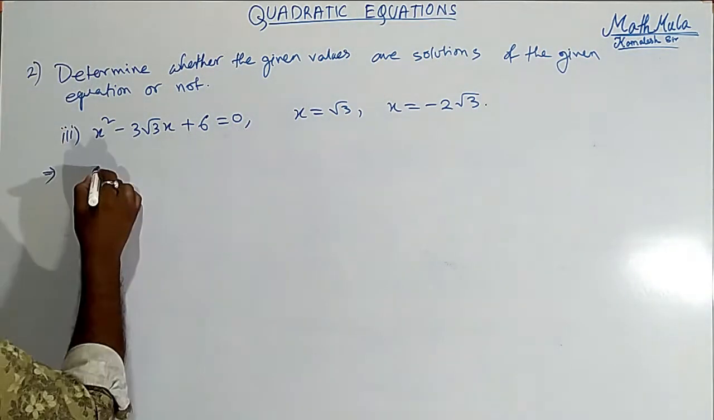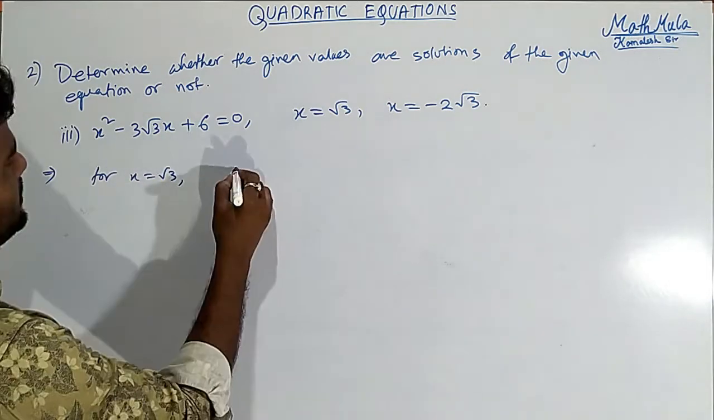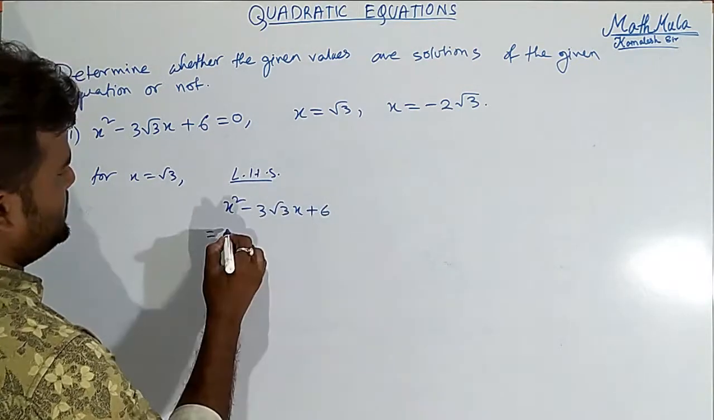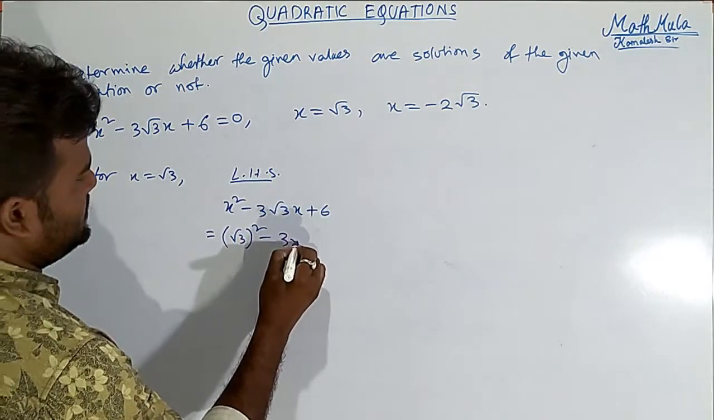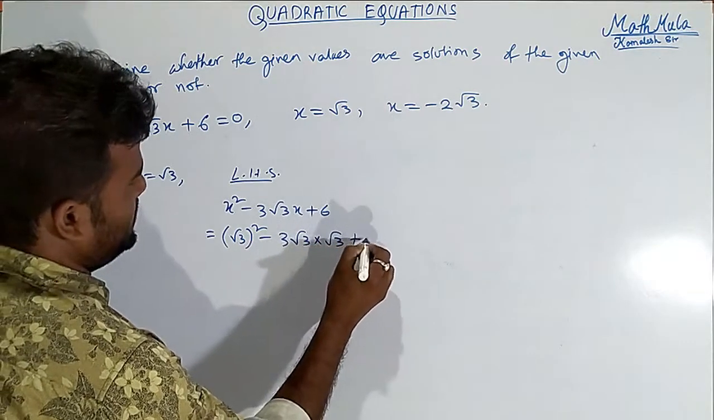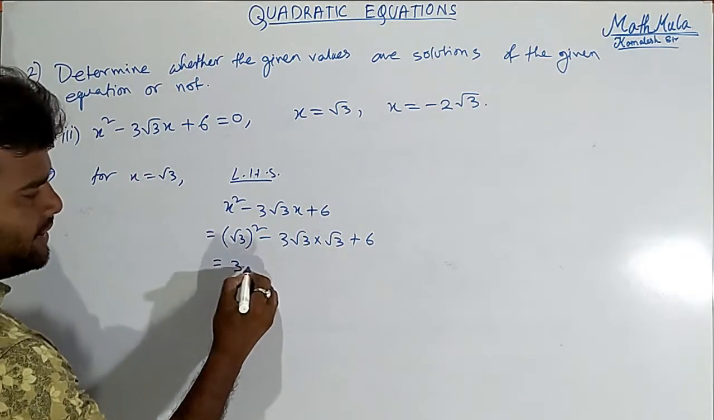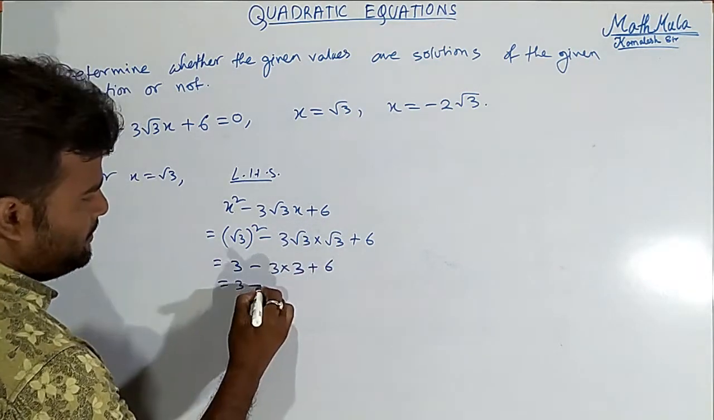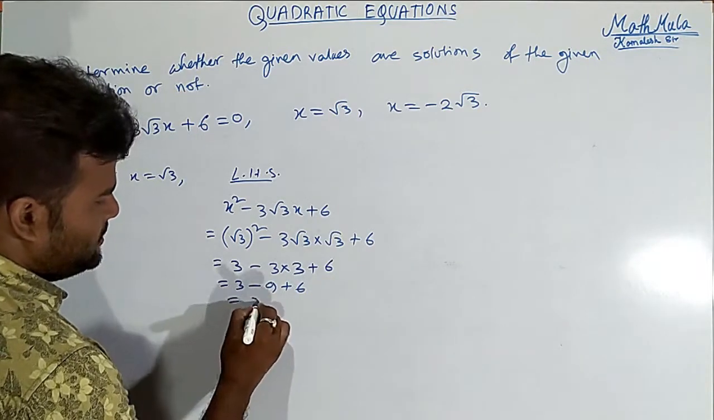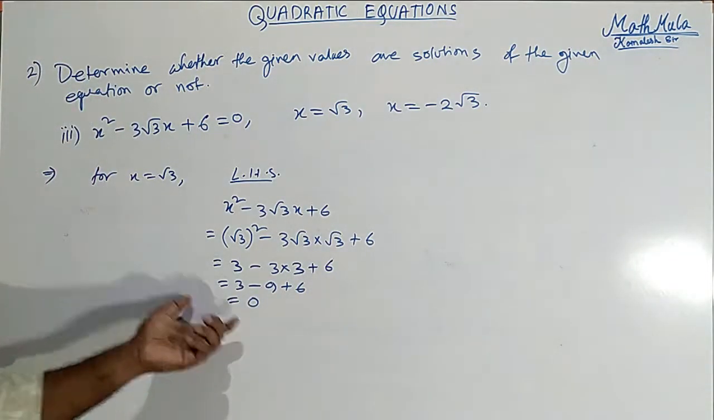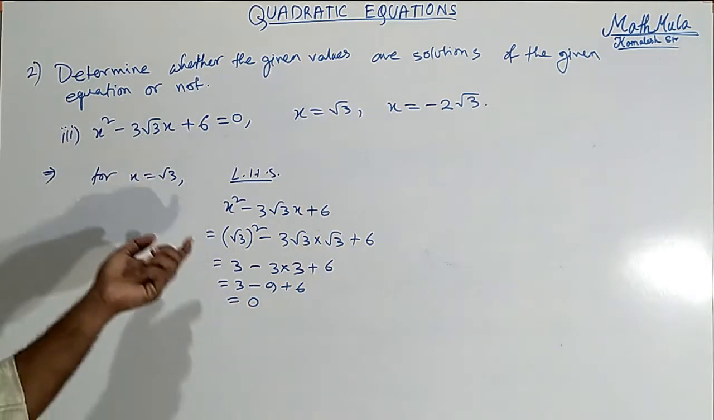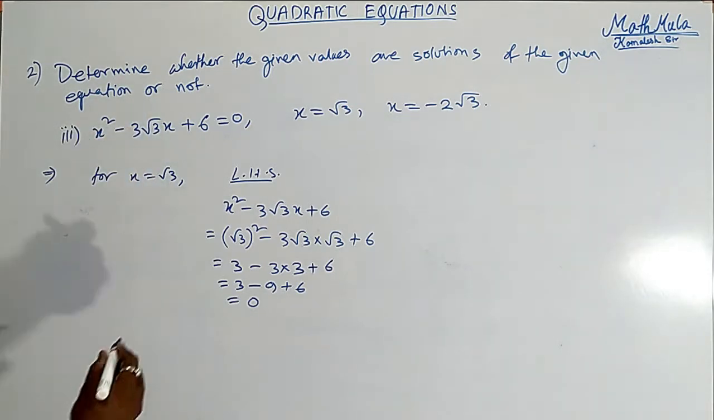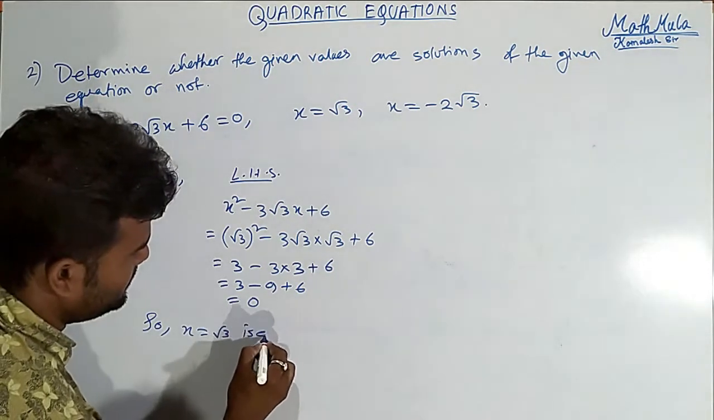Okay, now check. For x equals to root 3, LHS of this equation, that is x square minus 3 root 3x plus 6, that is root 3 square minus 3 root 3 into root 3 plus 6. Now root 3 square means root 3 into root 3, that is 3, and 3 root 3 into root 3 means 3 into 3, that is 9. So 3 minus 9 plus 6, this is equals to 0. Now look, the LHS of this equation is 0 for the value of x equals to root 3. So x equals to root 3 is a solution of this equation.